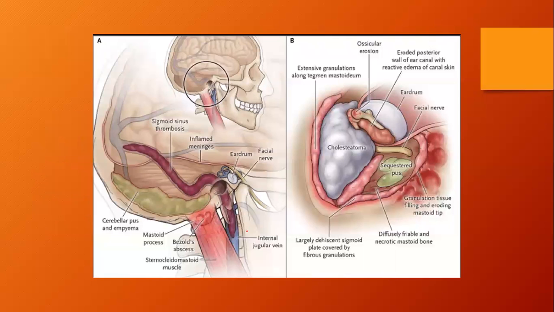Okay, so this is a picture of pus formation. This area, we can understand, is called an empyema. So this is pus collection.